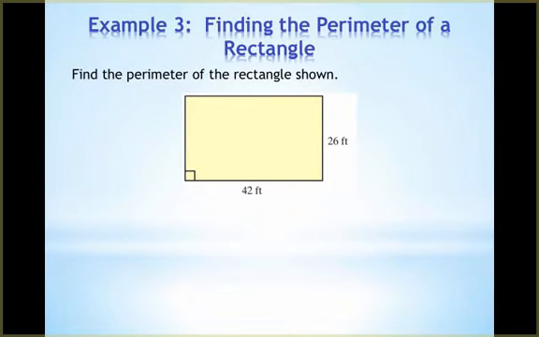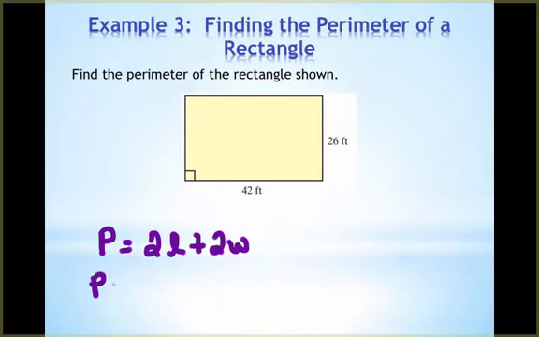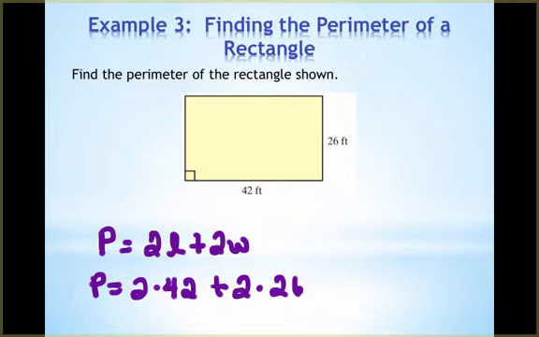Now we're going to find the perimeter of the rectangle that's shown here. So to find perimeter, we use the formula 2L plus 2W. Well, that's 2 times the length, and it doesn't matter which of these we call the length. Usually people use the longest one as the length, so I'll use 42 as the length, and 2 times the width, which is 26. And now if we grab our calculator, we'll find out that that gives us 136, and my units for that would be feet.